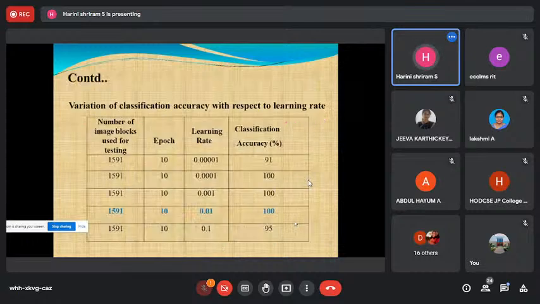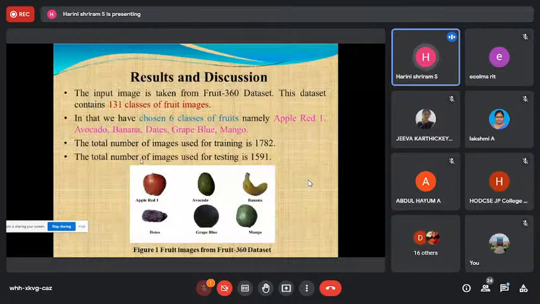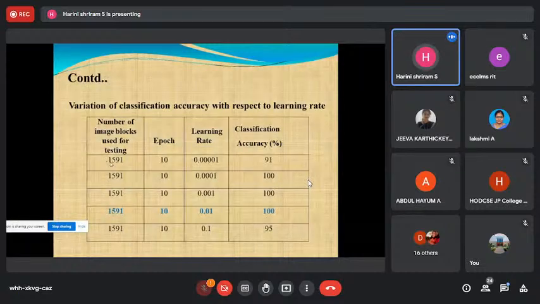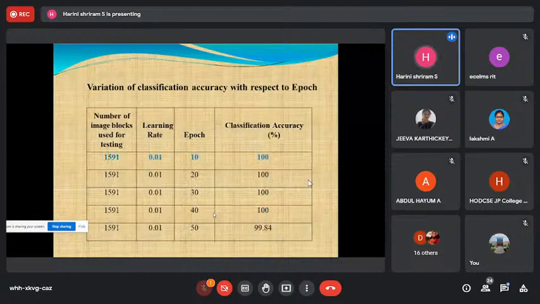This is the variation of classification accuracy with respect to the learning rate. Here I have trained the CNN with 1782 images, and then I have tested with 1591 images. I have chosen the epoch as 10. Then I have varied the learning rate from 0.001 to 0.1. For this, I have achieved the better accuracy for the learning rate 0.01. Then I have chosen this for the upcoming experiments.